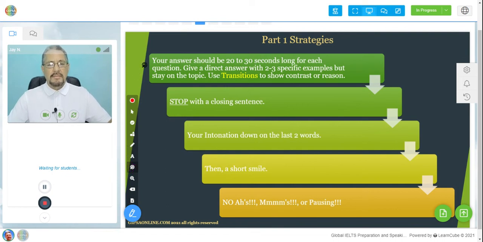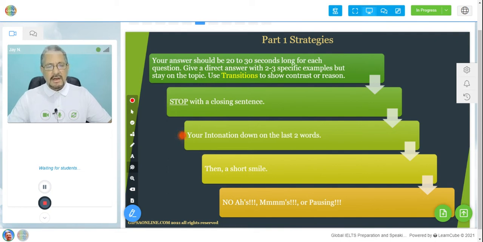This is very important. In IELTS speaking part 1, if we do not give enough English to the examiner so that he can do his job, you will be downscored and moved to part 2. So your answer should be 20 to 30 seconds long for each question. You give a direct answer with 2 to 3 specific examples, but staying on the topic. And as I said before, use transitions to show contrast or reason. You stop your response with a closing sentence.